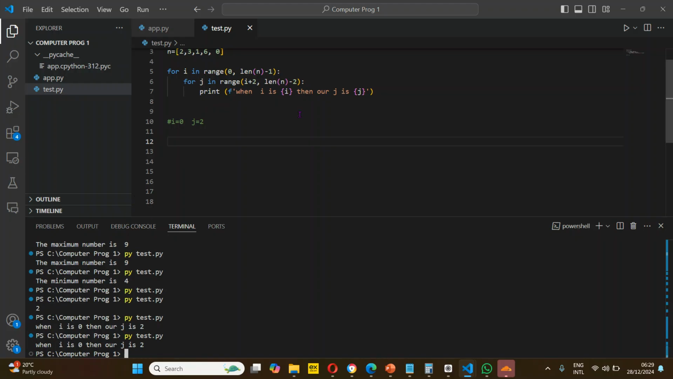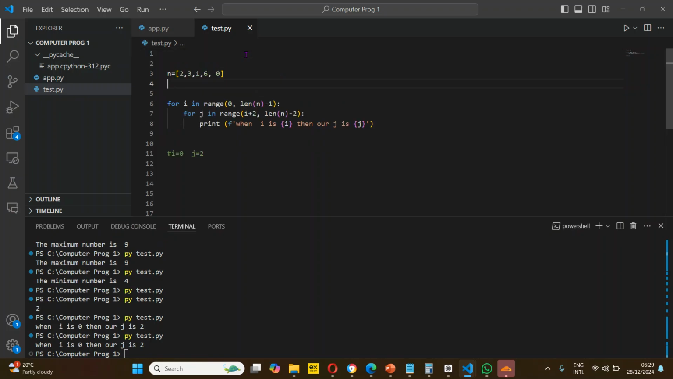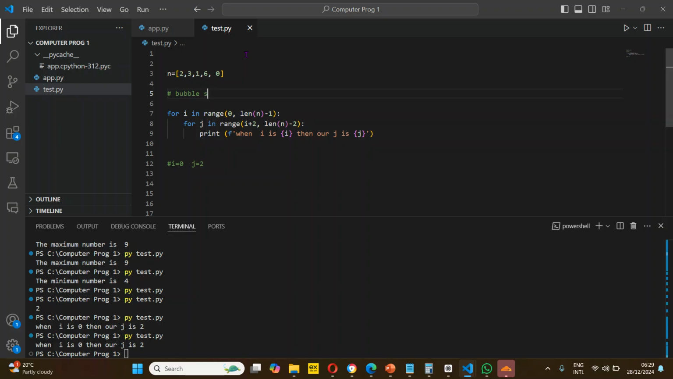Now, let's solve a problem. Let's solve an advanced problem. The problem we'll be solving here is how we can sort this array. I'll be teaching you guys bubble sort. Let me teach you guys this first, bubble sort.